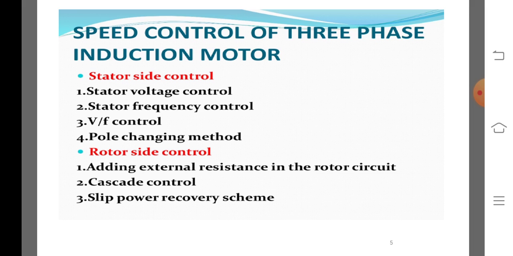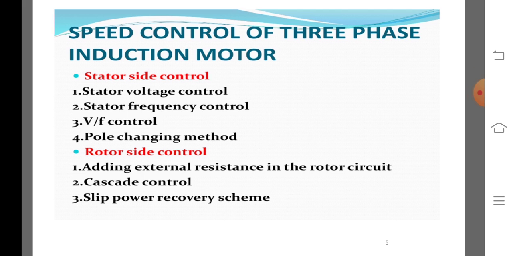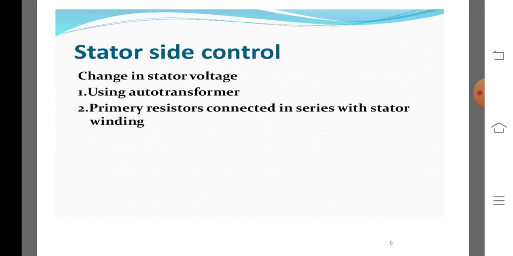So those are the various controlling modes. On the stator side, that is stator voltage control, stator frequency control, V by F control, and the pole changing method. On the rotor side, adding external resistance in the rotor circuit, cascade control, and the slip power recovery scheme. These are very important controlling classifications.